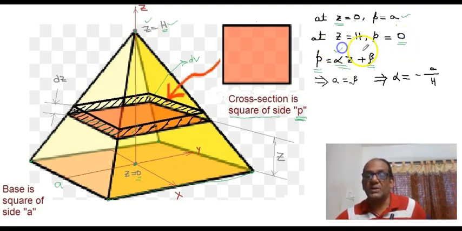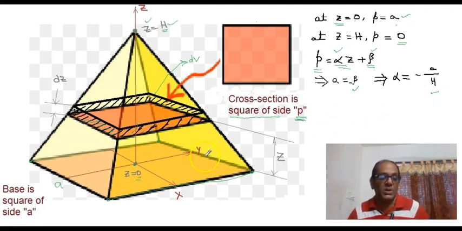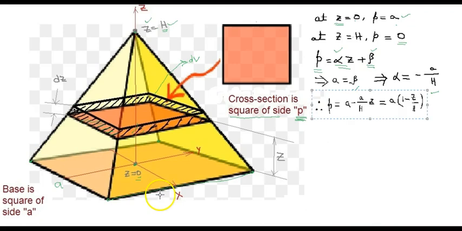You will have two equations and two unknowns, alpha and beta. You can solve them to be beta is equal to a and alpha is equal to minus a over h. Thus we can write p as, if you substitute and simplify, you'll get the value of p as a multiplied by 1 minus z over h. Thus the area of this square that we obtain as one side is equal to p square, and we obtain the elemental volume dV as p square multiplied by dz.